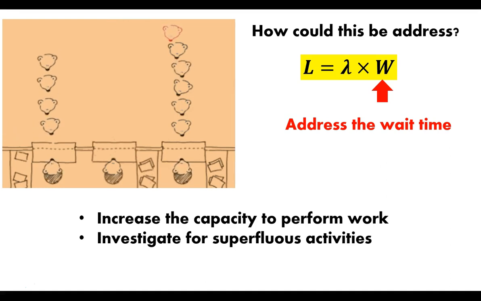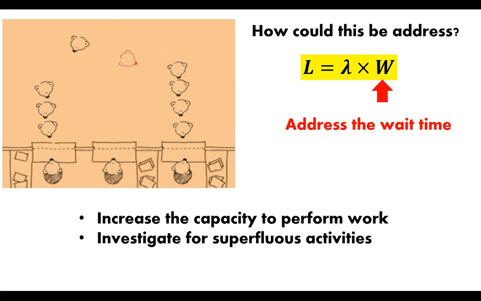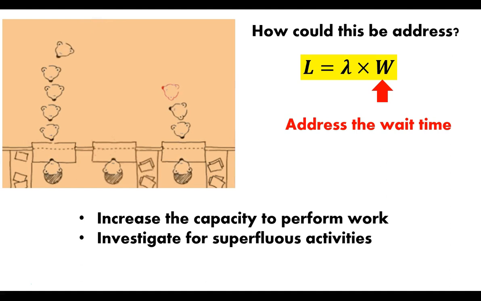Another thing you could do that I couldn't show in an animation is investigate the superfluous activities that are going on. We don't know what those bears are doing. Why does each one of those bears have to take the time that they take? And why is it that some bears seem to clearly take longer than others? If we can address what's going on at those stations, then we can reduce the wait time. And again, that's addressing one of the three variables in Little's Law.